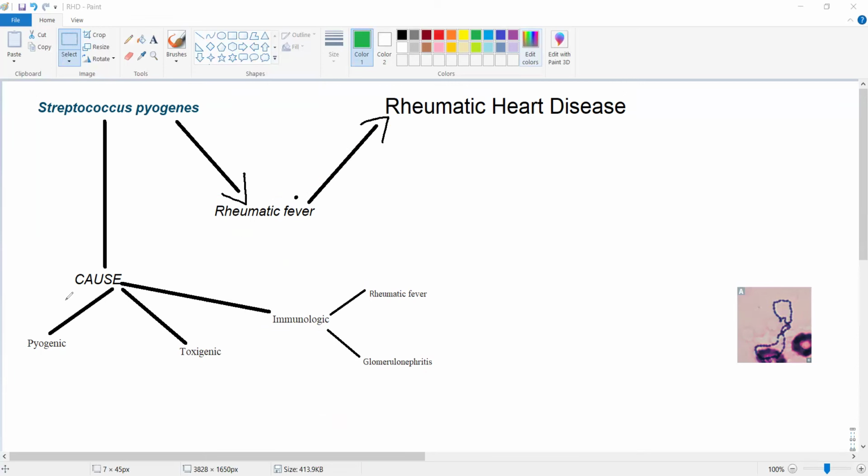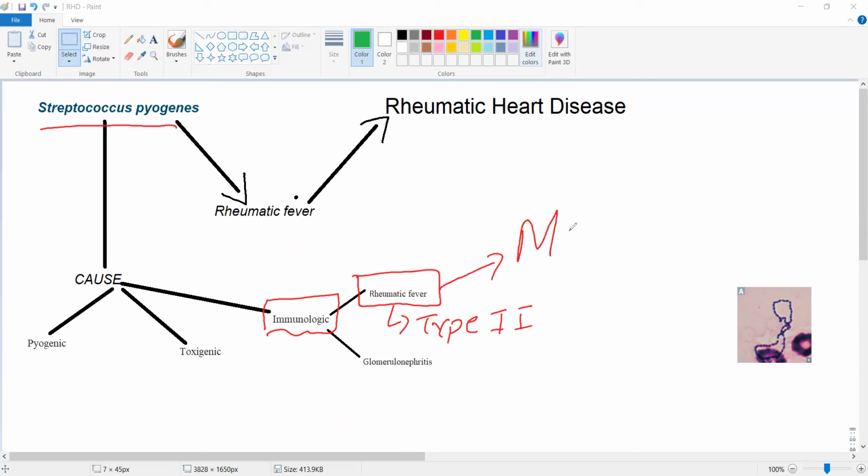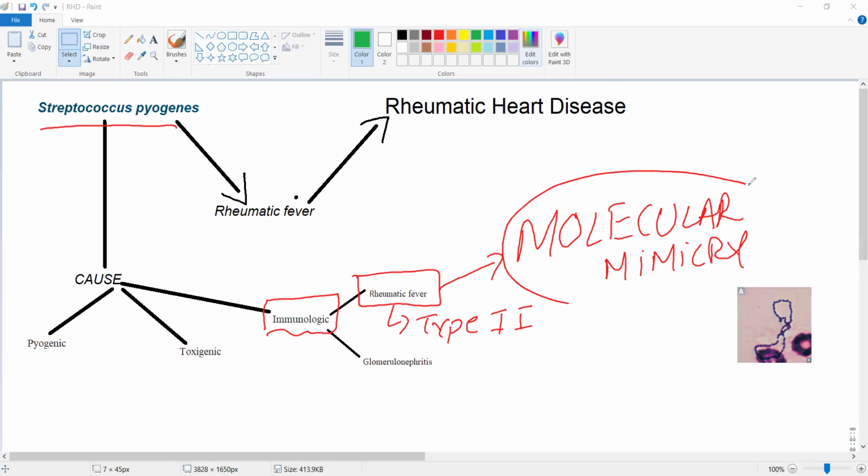Okay, so rheumatic fever is an immunological problem due to Streptococcus pyogenes infection. It is a type 2 hypersensitivity reaction, and type 2 hypersensitivity reaction is antibody mediated. This rheumatic fever is a phenomenon of molecular mimicry. Again, molecular mimicry is very high yield.